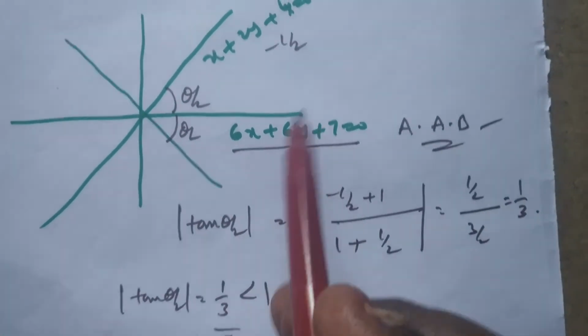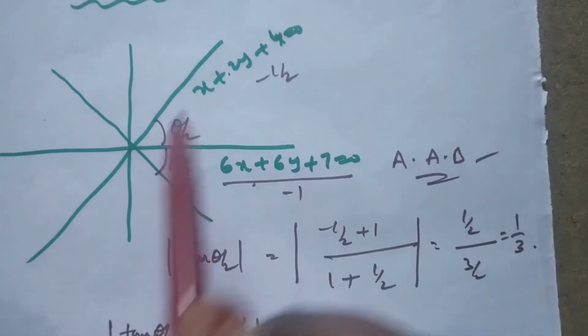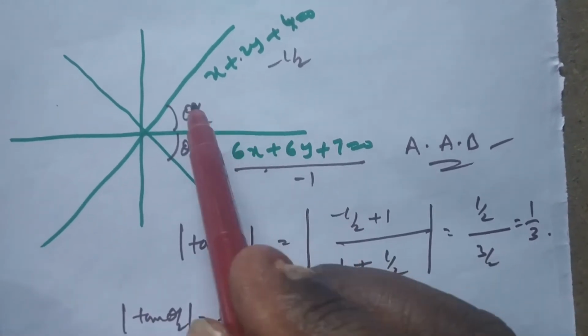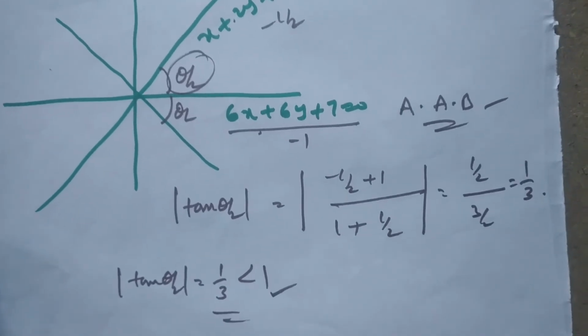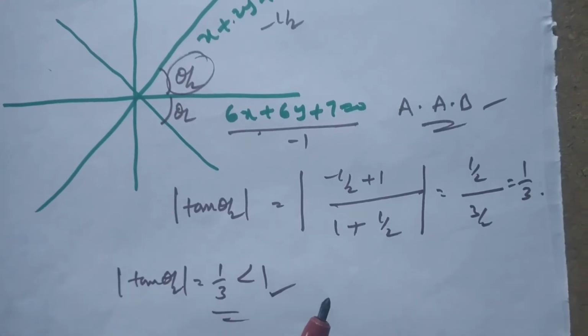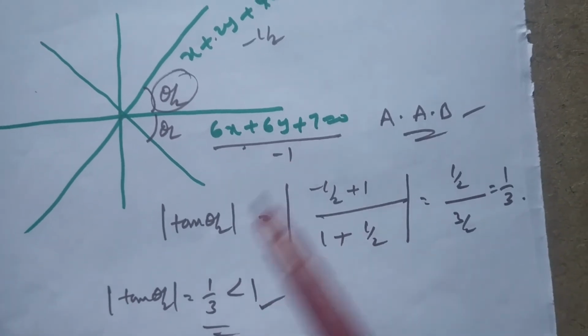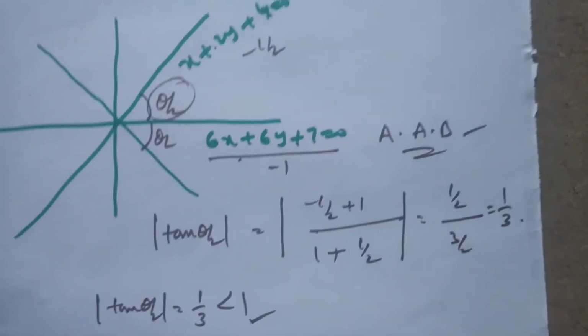So if one angular bisector is known to you and one of the lines is known to you, you find tan theta by 2. From it itself you can calculate the value of tan theta by 2 and then identify which bisector is obtained.